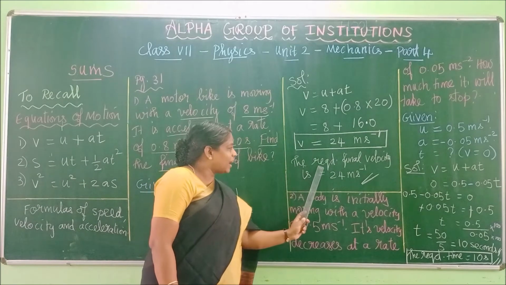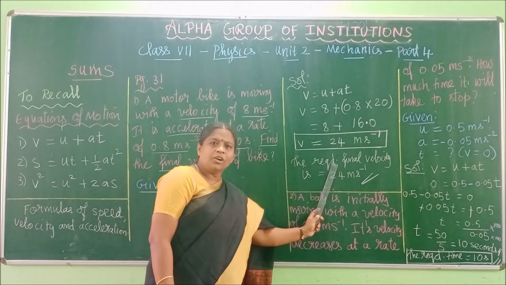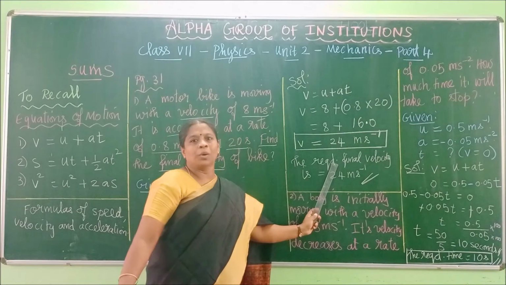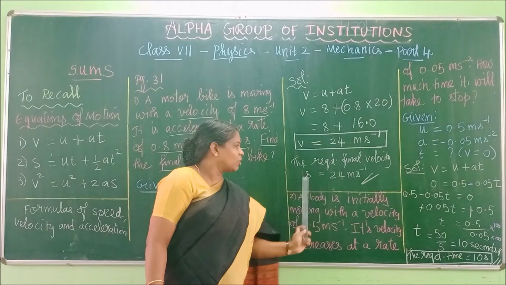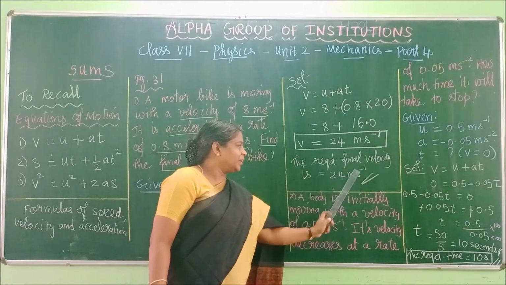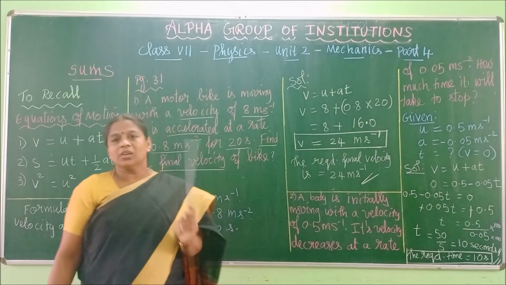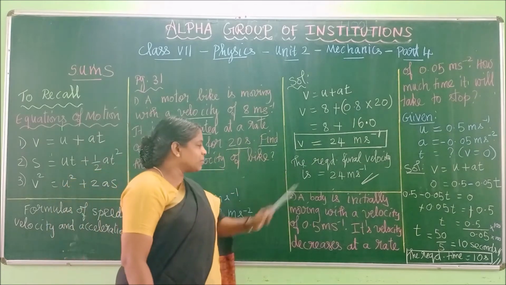The required, I have written REQD. Don't be startled that it is a foreign word over here. Right. It is the short form of required. Required final velocity is 24 meter per second. So be clear with the unit. Right. First sum is over.